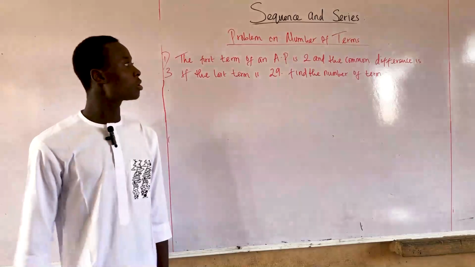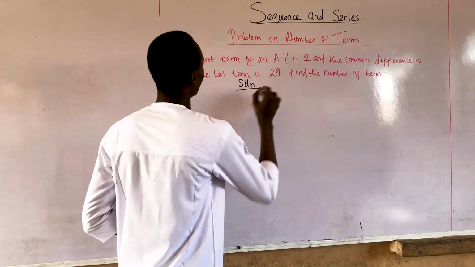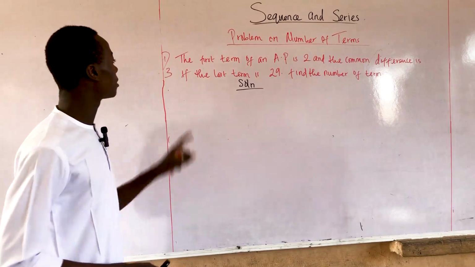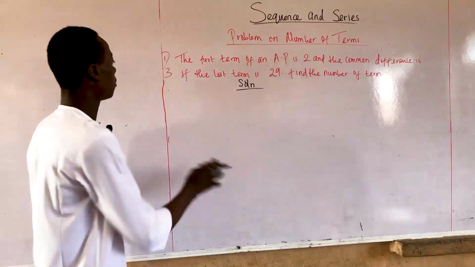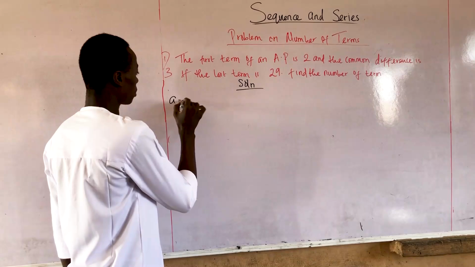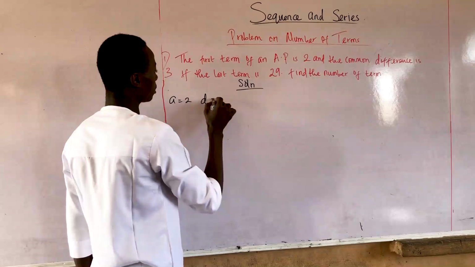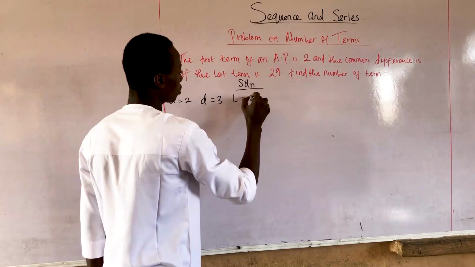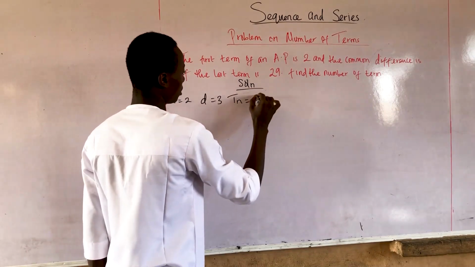Now let us solve a practice question under problems on number of terms. Solution. The question goes, the first term of an AP is 2. The common difference is 3. If the last term is 29, find the number of terms. Let me write my parameters first. The first term of an AP is 2. Therefore, our a is equal to 2. And the common difference is 3. Our common difference d is equal to 3. If the last term is 29, we said that the last term is equal to Tn earlier, right? So our Tn here is 29.